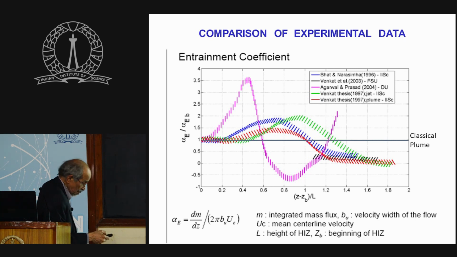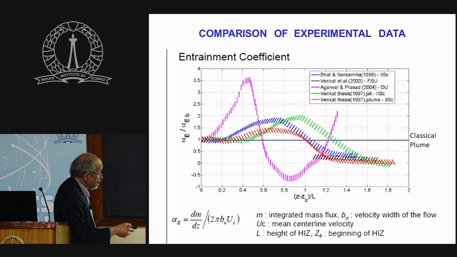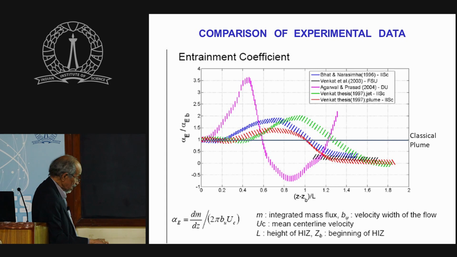So you can see after our first experiments, others did somewhat similar ones. Venkat Krishnan did it on a plume. Agrawal and Prasad did that, I think, on a jet. And there were results in Venkat Krishnan's thesis. So if you plot all of them, you can see that there's one general trend. At first, at low values of z_B, not surprising, it still behaves like a plume, same value, one. But then as the effect of the heat comes in, it increases. And then as the heat is switched off, well, this is where the heat is switched off, L. L is the height of the heat injection zone.